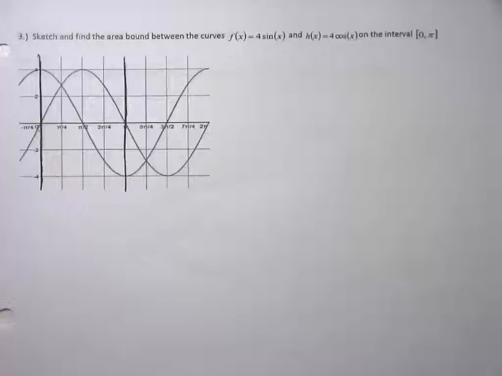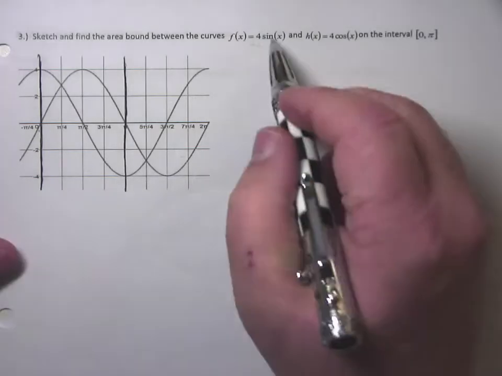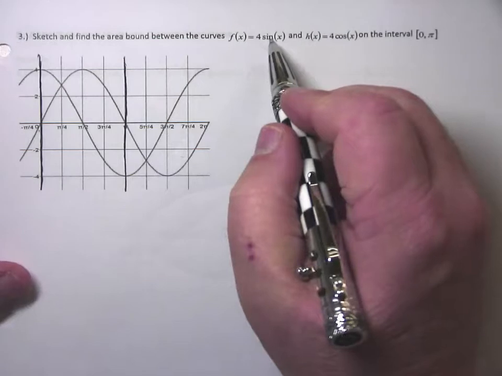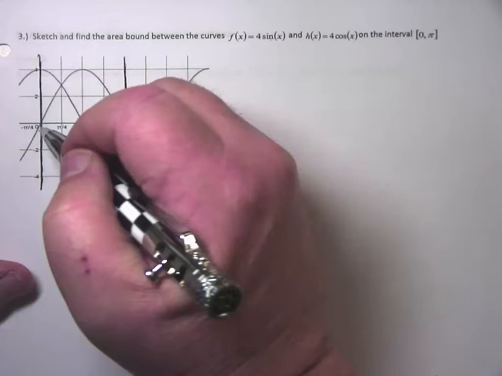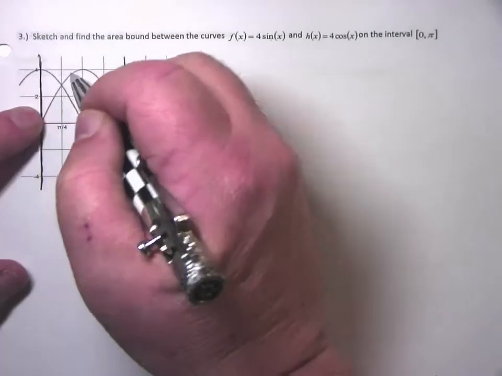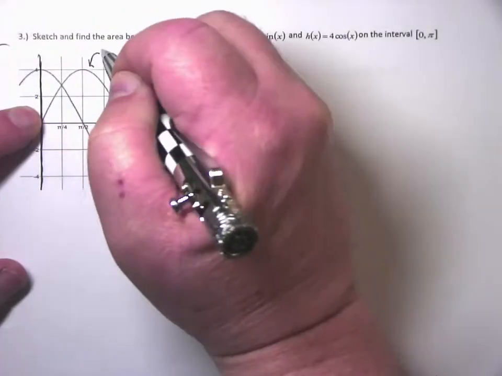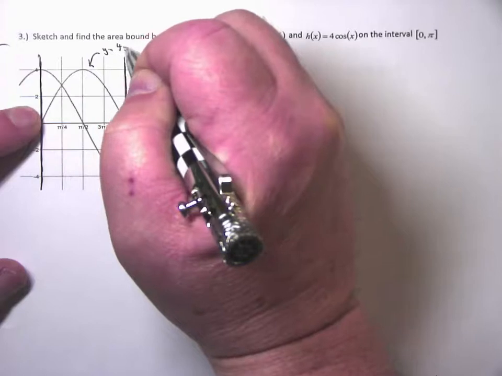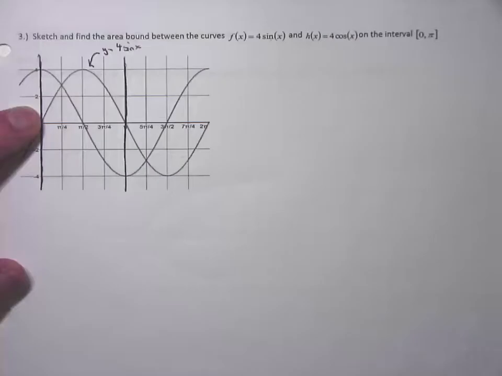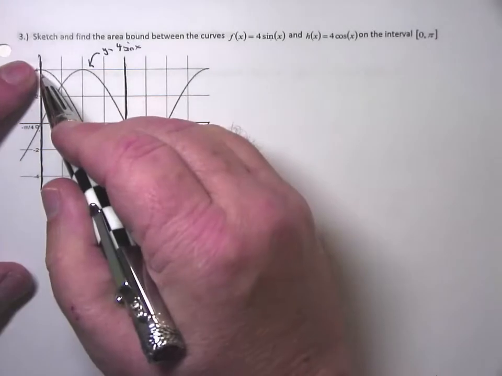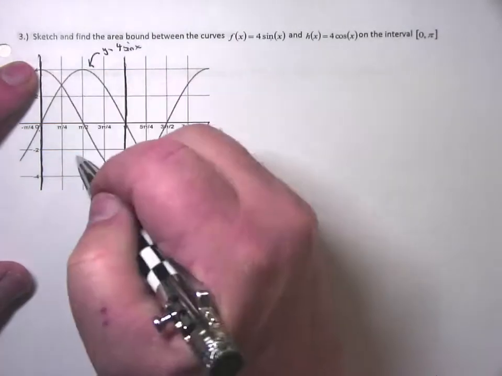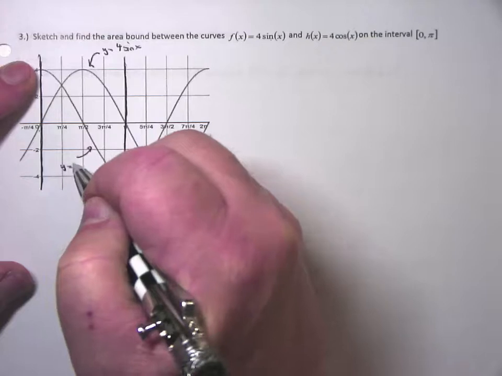Now you should recognize your graphs. The 4 sine of x graph: sine of x is a wave, a classic sine wave. But sine waves always start at the origin, so this is starting at 0 up here. This is the equation y equals 4 sine of x. Cosine, 4 cosine of x, always starts at the amplitude when you plug in 0. So this equation right here is y equals 4 cosine of x.